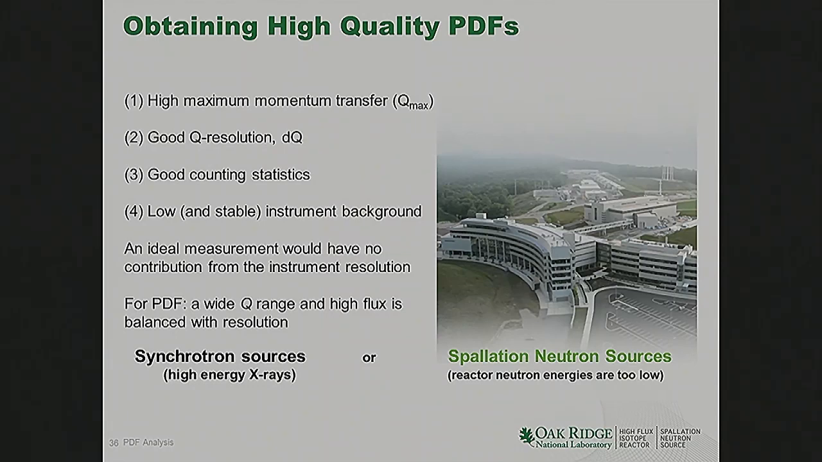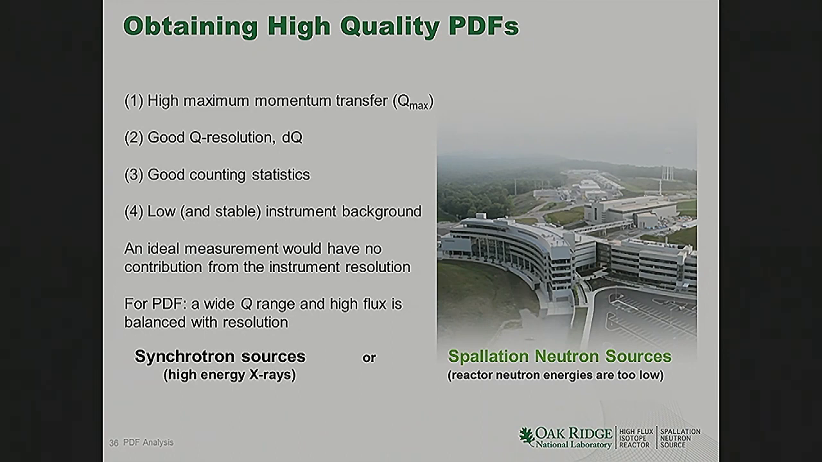So to obtain a very high quality PDF, you need a high Q maximum. It's related to that relationship I just pointed out. You also need good Q resolution. I'll show you directly the impact of higher, lower dQs in a minute. Very good counting statistics, especially at that high Q range, and a low and stable instrument background for the things I just told you about.